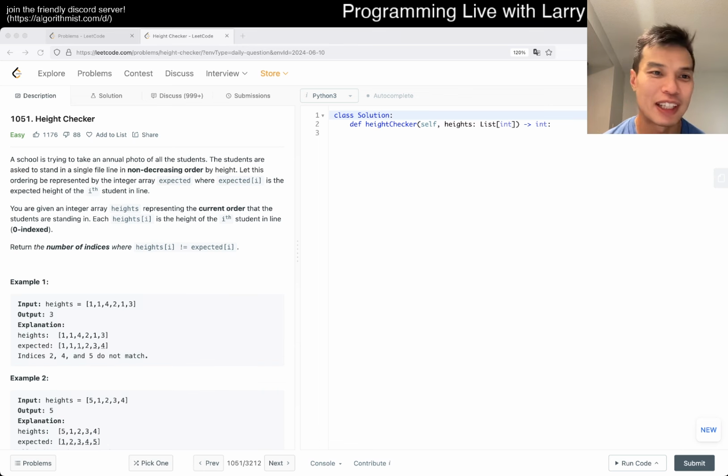So okay, let's take a look at today's problem, 1051 Height Checker. A school is trying to take an annual photo of all the students. The students are asked to stand in a single file line in non-decreasing order by height. Let this ordering be represented by an integer array expected, where expected sub i is the expected height of the ith student in line. You're given an integer array heights representing the current order that the students are standing in. Each heights sub i is the height of the ith student in line. Return the number of indices where heights sub i is not equal to expected sub i.